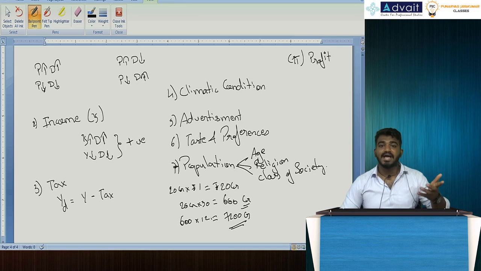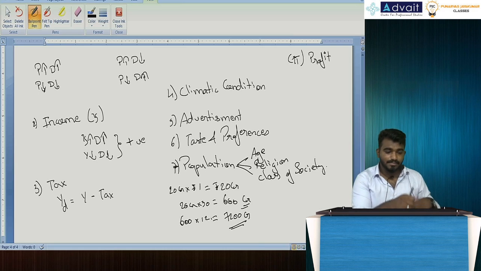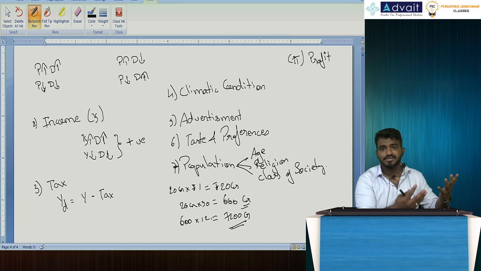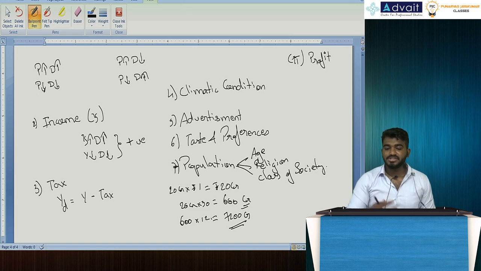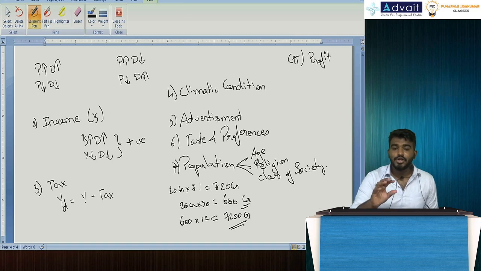Suppose I'm producing Nano, sir, if it is Nano, middle class people. Suppose, sir, I'm a producer of bicycles, school kids are my major target. Either based on age group I'm targeting, or based on religion, or based on class of society, or many other kinds of attributes. Sir, this population is going to be helpful in order to determine the demand, and it is also affecting the demand for a particular commodity.